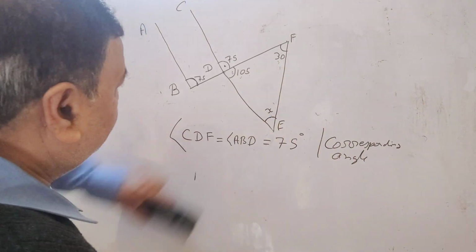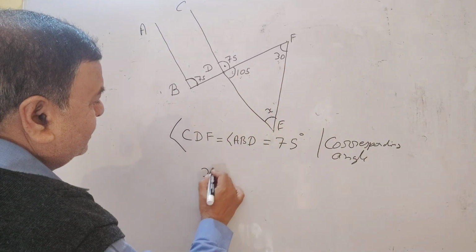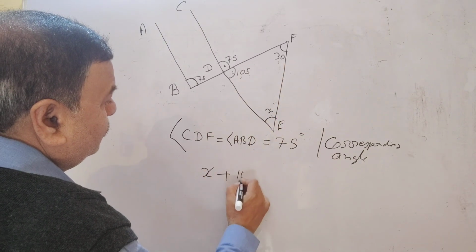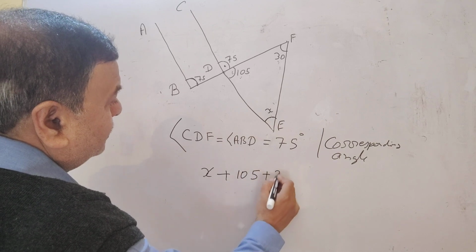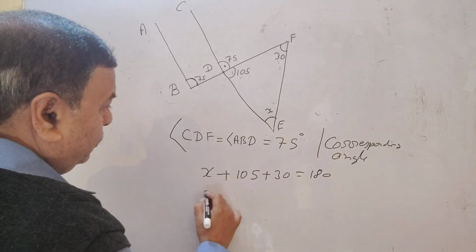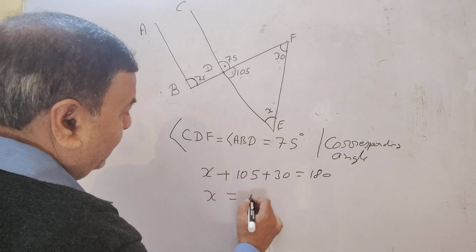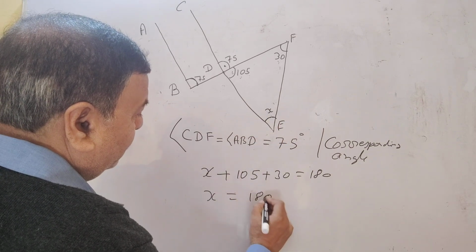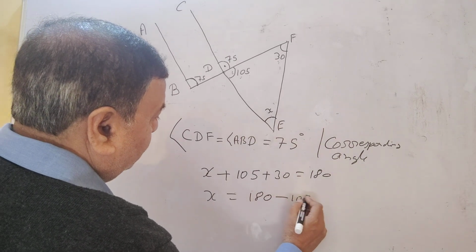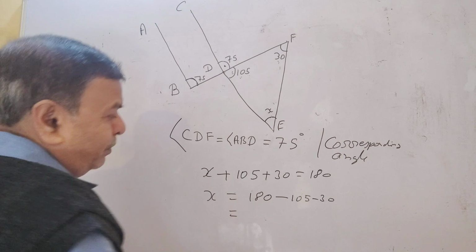What will happen? All three make 180. So x plus 105 plus 30 is 180. You can easily find out what x is by taking them to that side. 180 minus 105 minus 30.